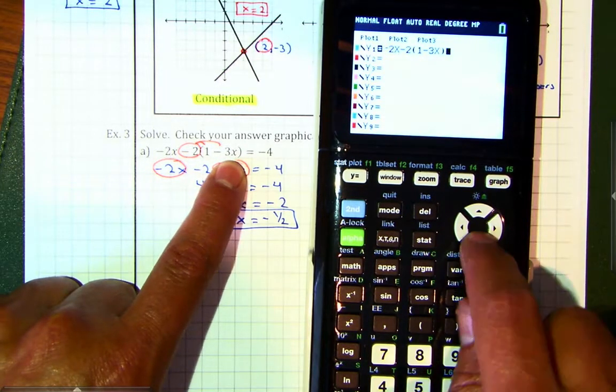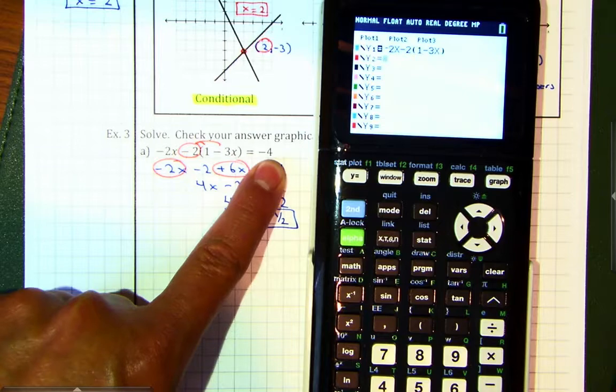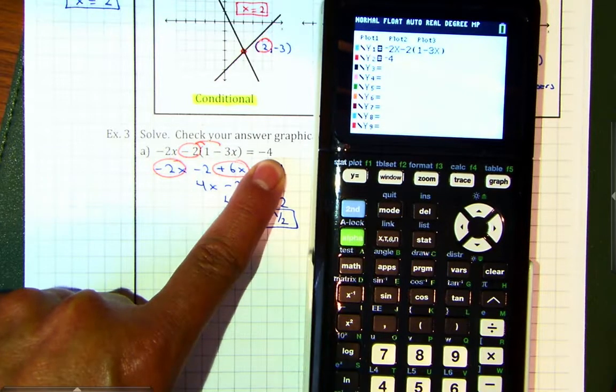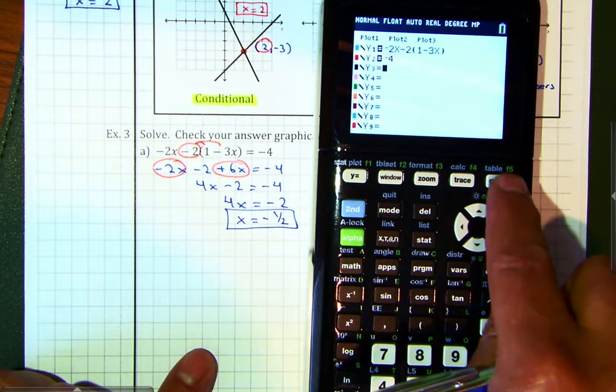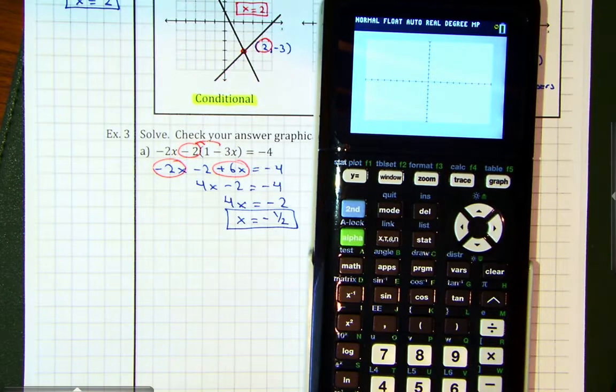My second, y2, will be negative 4. Make sure that you use the negative and not the minus. And now I'm going to press enter, and I'm going to graph it by pressing graph. It's going to slowly graph each of the functions.